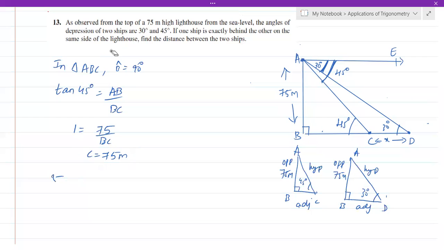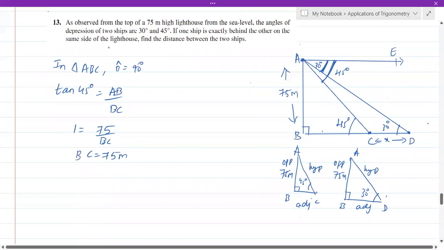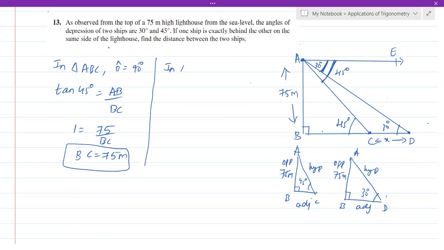Let me do it here itself. In the other triangle, in triangle ABD, again B is 90 degrees, again using tan. Tan 30 degrees, again opposite by adjacent. Opposite is AB, adjacent is BD. Tan 30 is 1 by root 3. AB is 75. Now BD value. In between you got somewhere here you got C, isn't it? BD is actually BC plus CD, from the figure.